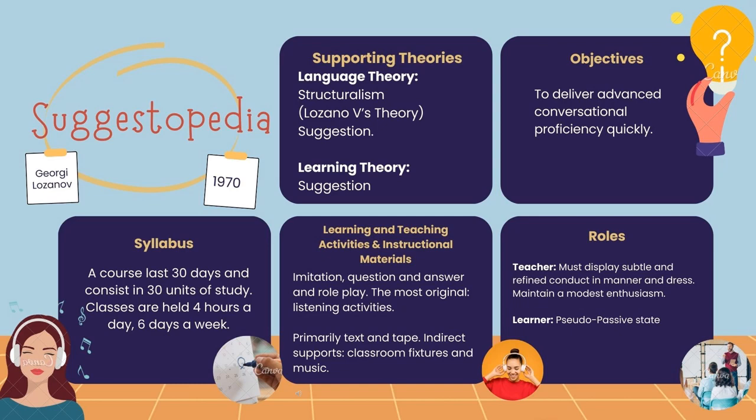The objective of this method is to deliver advanced conversational proficiency quickly, and the Suggestopedia course lasts 30 days and consists of 30 units of study, according to Richard Rogers. The central focus of each unit is a dialogue consisting of 1,200 words or so, and the activities presented in this method are imitation, question and answer, and role play, and the most original one is listening activities.